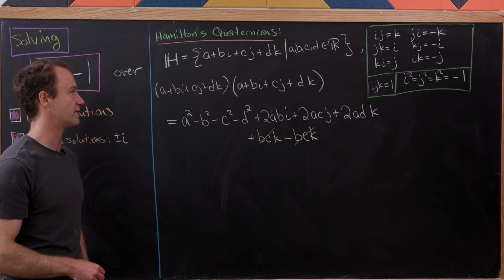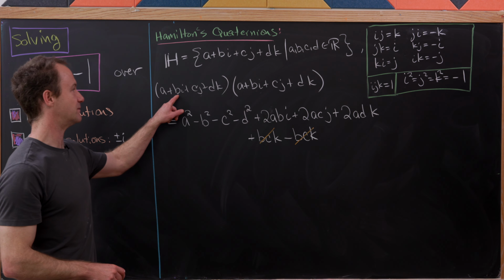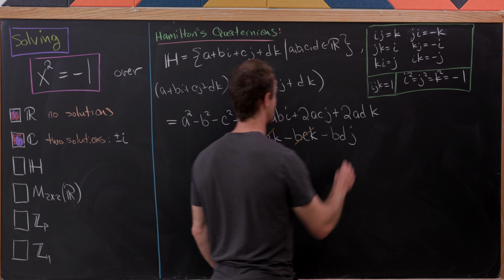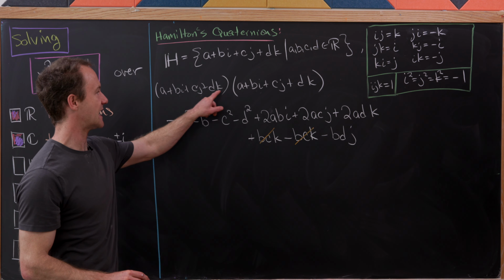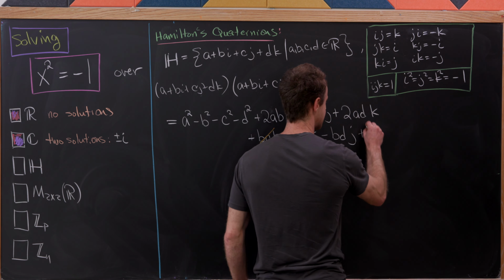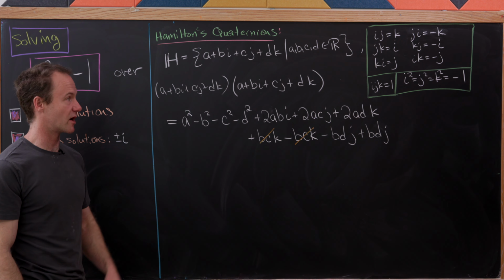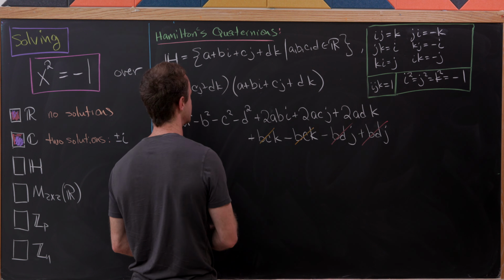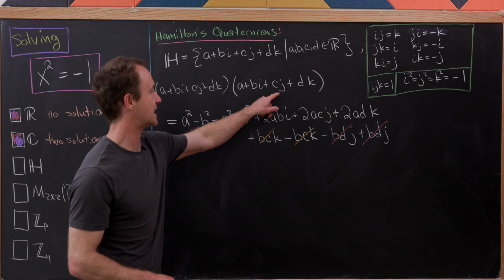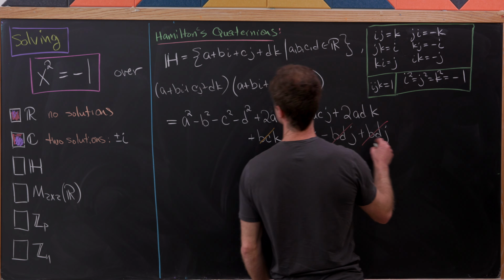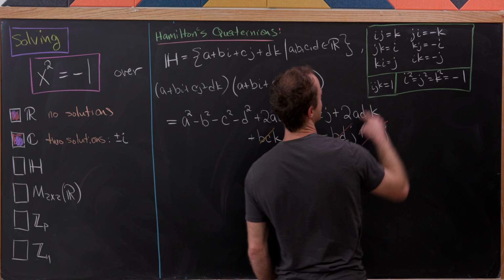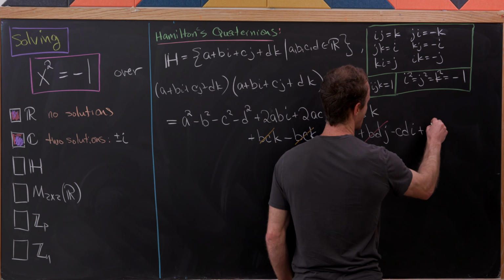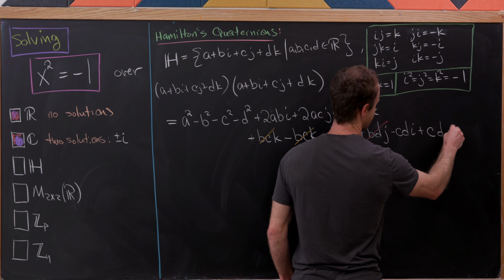That'll happen with all of the rest of the terms as well. Bi times dk will be negative bdj, and dk times bi will give us plus bdj, because that product occurs in the opposite order. Those will cancel as well, because they have opposite signs. Finally, we'll have dk times cj, so k times j from our chart up here is negative i, so it'll be negative cdi, and then we'll have a corresponding plus cdi from the last term.